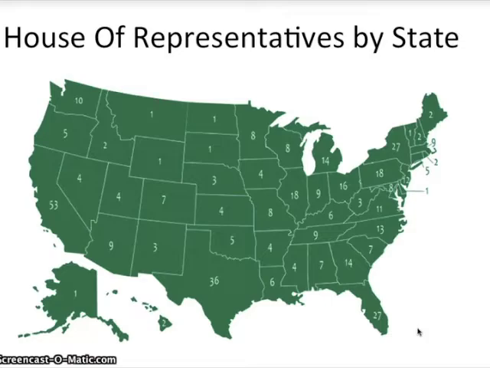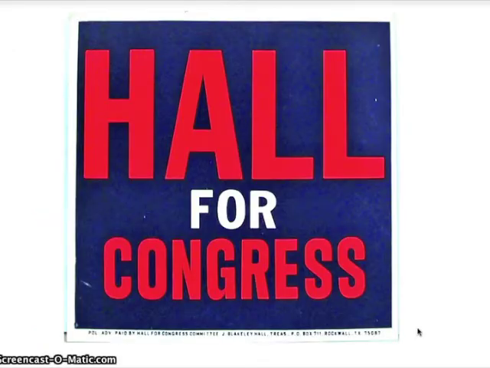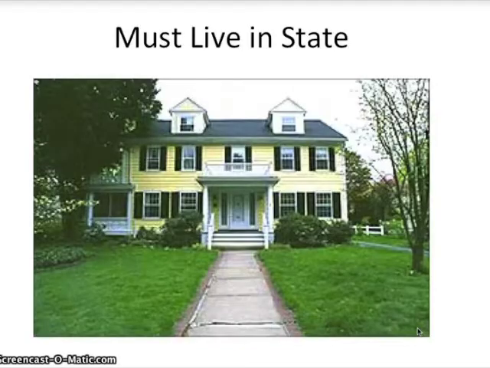One issue with the House, however, is that it is still not quite proportional. California has 66 times as many people as Wyoming, but only 53 times as many representatives. Each representative serves a 2-year term before he or she has to run for re-election. Representatives have to live in the state they represent, be at least 25 years old, and have been a citizen of the United States for the past 7 years.